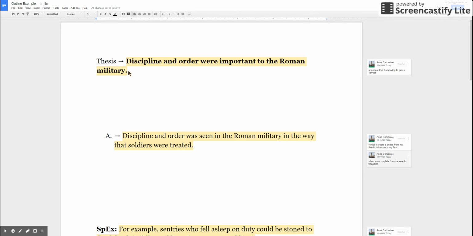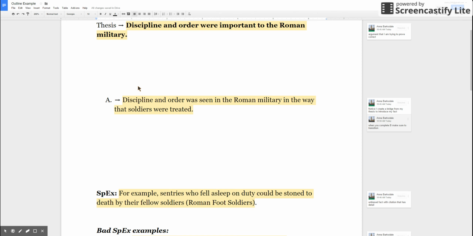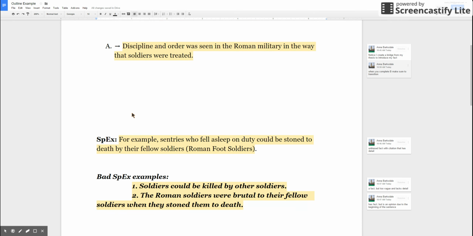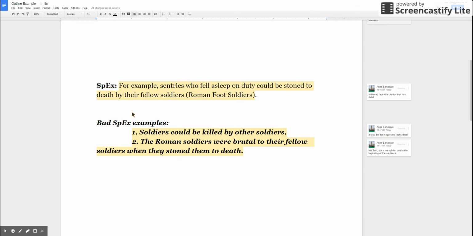So for the sake of the example, the argument that I created, and remember, I will create your thesis tomorrow, so you don't have to worry about developing a thesis. But if you did, you take your thesis question and restate it as a statement of argument. My argument is, discipline and order were important to the Roman military. That's my argument that I'm trying to prove. So now, the trick of the trade, I'm going to do something weird. I'm going to skip my A statement, and I'm actually going to go down to my specs. Because remember what I told you, it's easier to create your A and analysis if you know what fact you're going to talk about first.